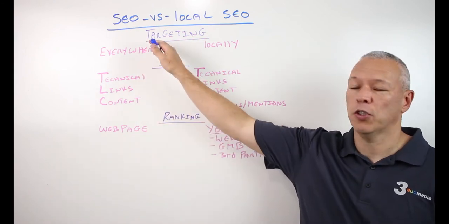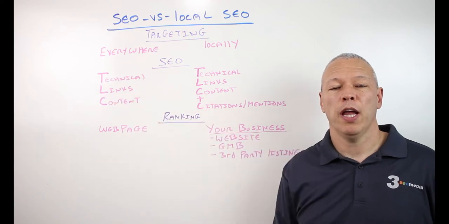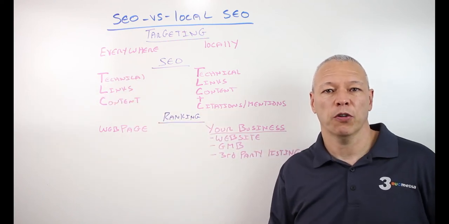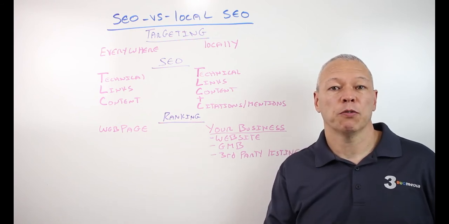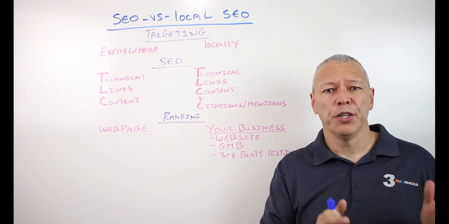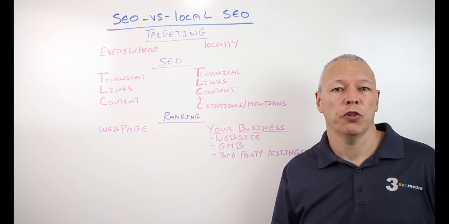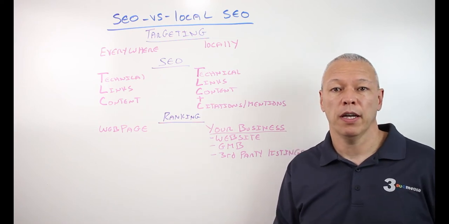And the first one is targeting. When it comes to traditional SEO, you really don't have a geographic boundary of what you're trying to rank your piece of content for. So if you have a blog post that says, the 5 best social media tips for real estate agents, and you're in the United States, you don't care if you rank in Canada, the UK, Australia. You're basically trying to rank everywhere with that piece of content.